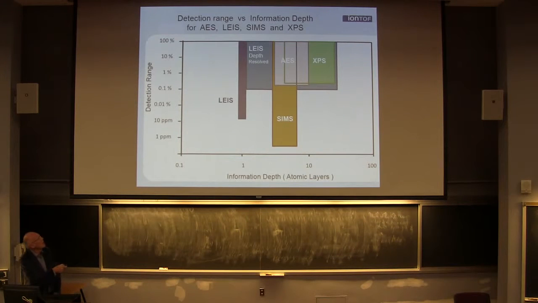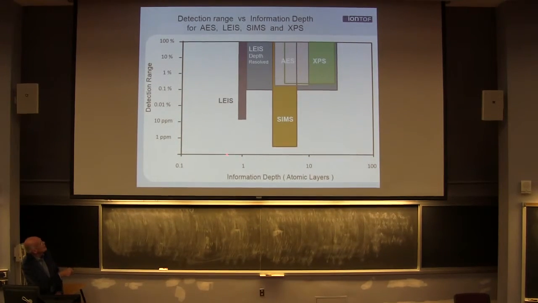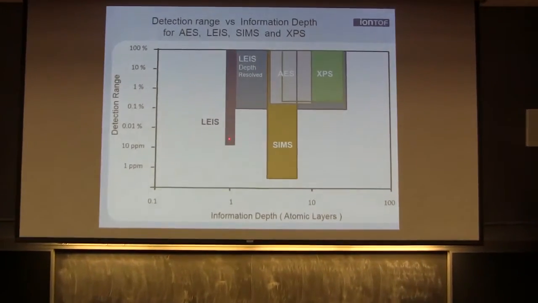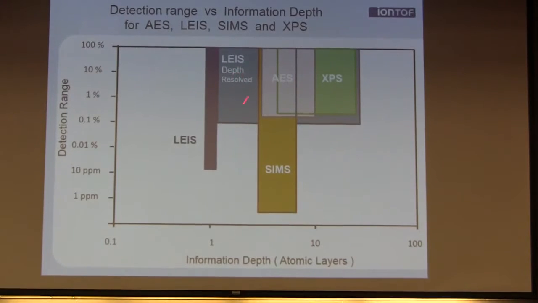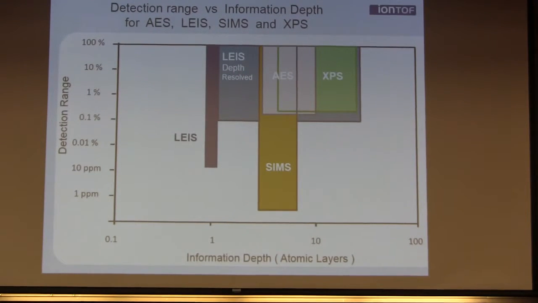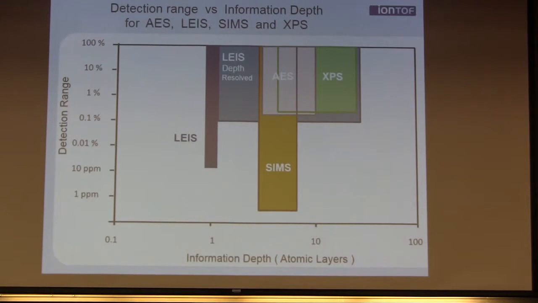So you get the distribution, and we know how to evaluate that. So, summary, LEIS, you have certain sensitivity for one monolayer. You also have a sensitivity in depth with depth resolution, and how that compares with the other techniques.